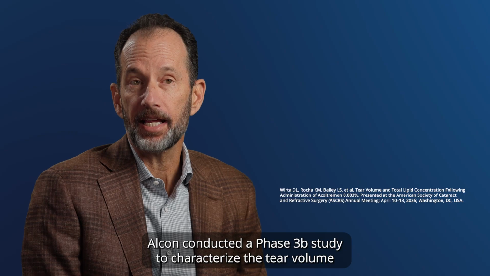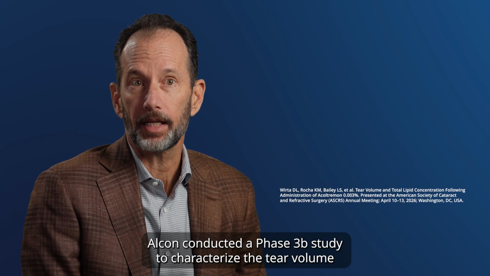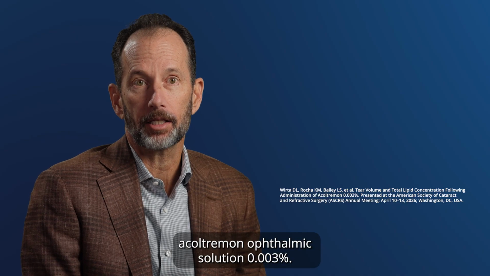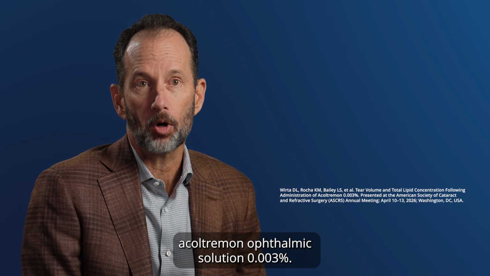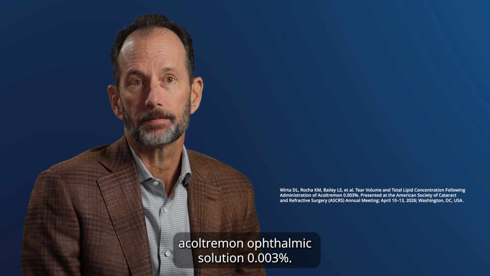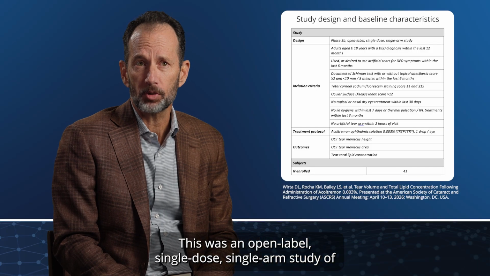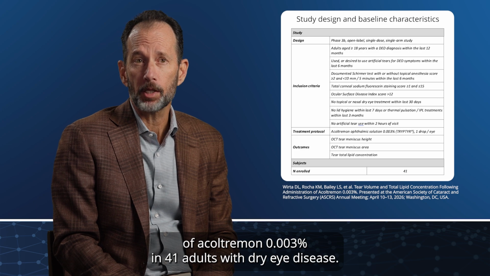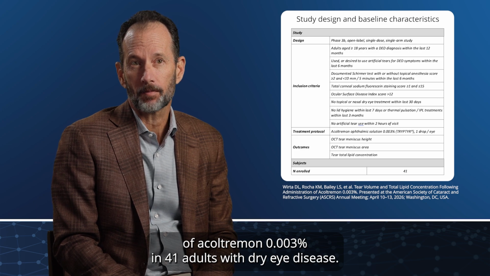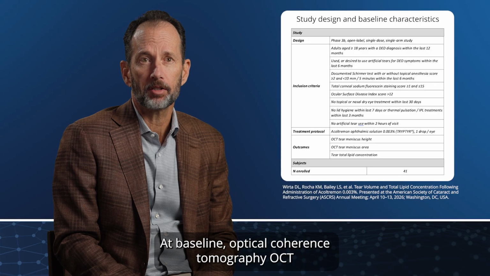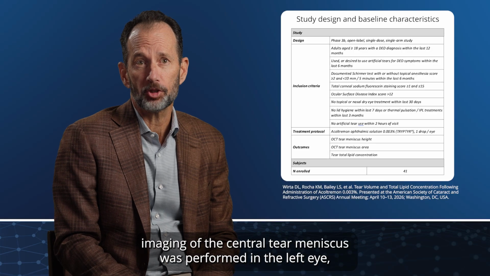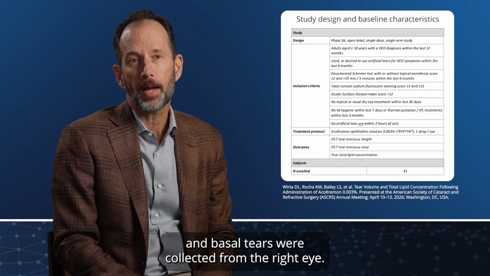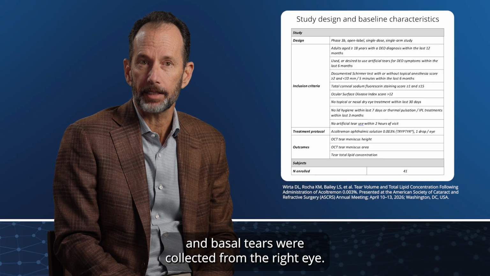Alcon conducted a phase 3b study to characterize the tear volume and tear lipid concentration stimulated by Acoltremon ophthalmic solution 0.003%. This was an open-label, single-dose, single-arm study of Acoltremon 0.003% in 41 adults with dry eye disease. At baseline, optical coherence tomography, OCT, imaging of the central tear meniscus was performed in the left eye, and basal tears were collected from the right eye.